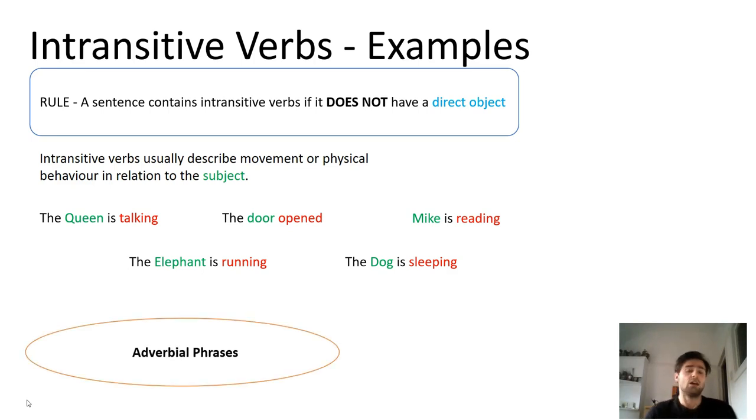Okay, so intransitive verbs can contain adverbial phrases, so phrases that describe the verb used. So an example of this could be loudly. So the Queen is talking loudly. Loudly is the adverbial phrase. Slowly. Okay, the elephant is running slowly. Okay, and the last example, peacefully. So the dog is sleeping peacefully. These adverbial phrases are used to describe the verb. So try and incorporate them in your sentences, and then you can also identify the different parts. So let's remember and go over the rule again. A sentence that contains intransitive verbs does not have a direct object.